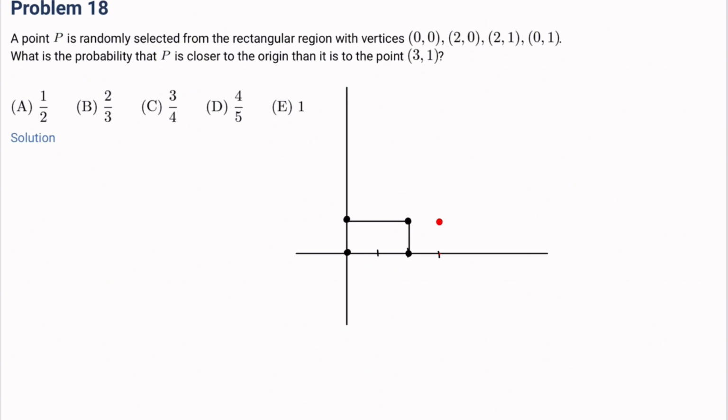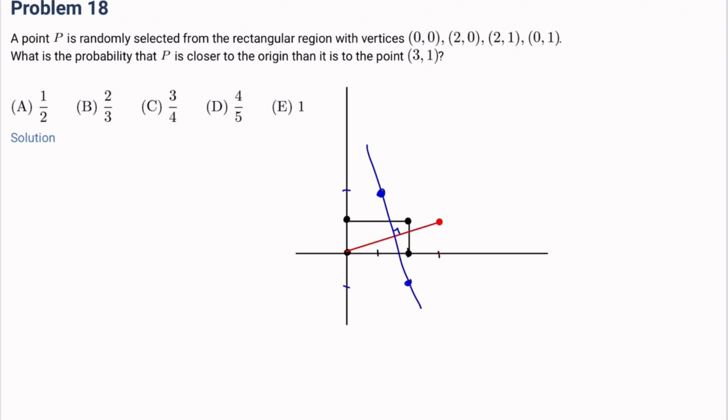And let's connect the origin to the point (3, 1). So we should have a line like that. This would go through this point, which is (1, 2), and it will also go through this point, which is (2, -1), right? Because this slope is 1 over 3, so this slope is -3.